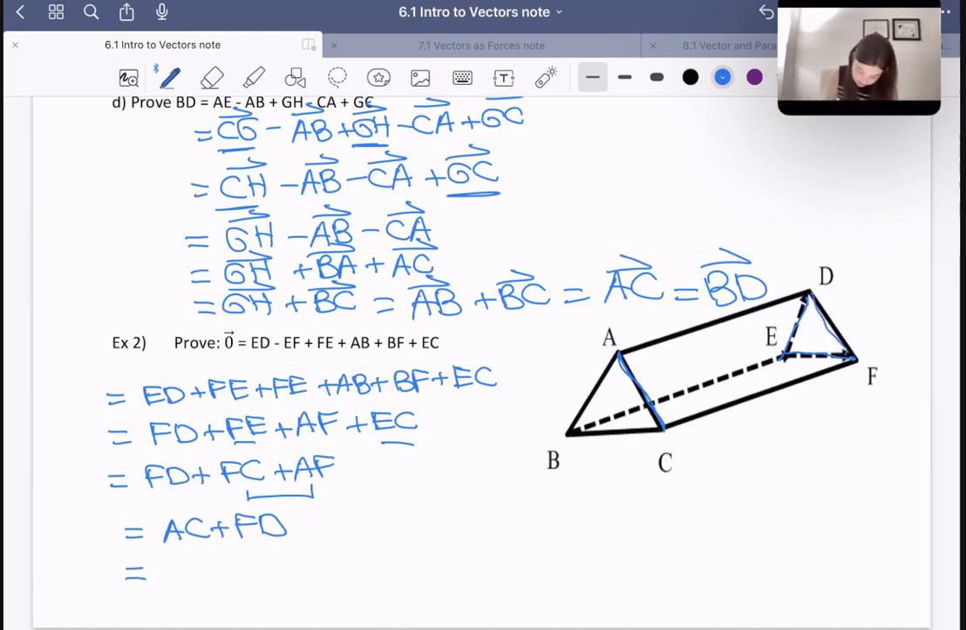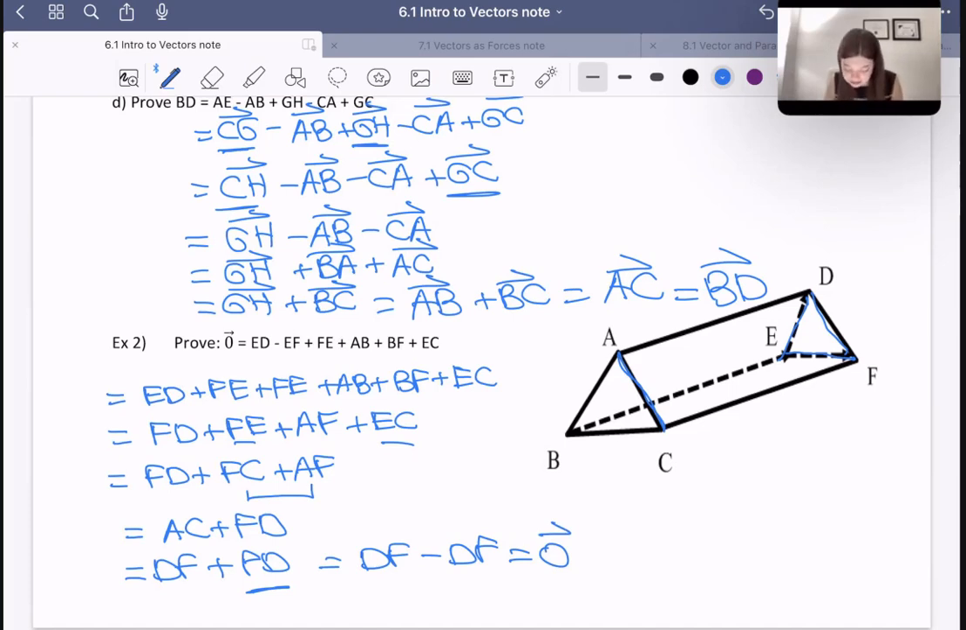So then we have DF plus FD, which is the same as DF minus DF, right? Because we swap those around and swap the sign. And then we get the zero vector. So there we have it. We just ended up with the zero vector as expected.